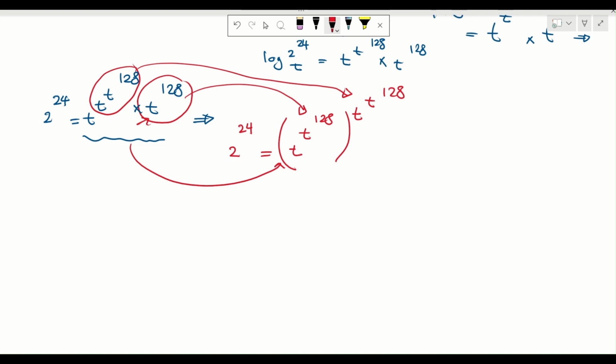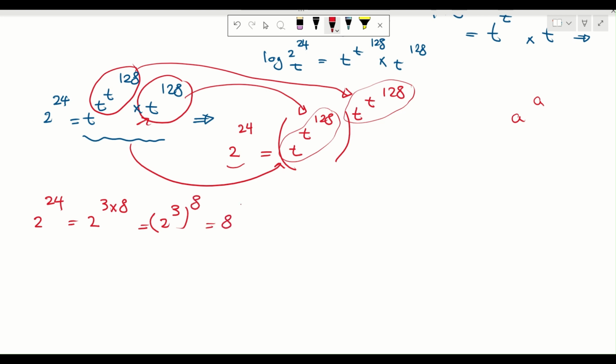Now what you see here is basically I have something like a to the power of a, assuming that this is a and this is a. What does it mean? It means that I need to reshape this 2 to the power of 24 to be something like a to the power of a. And to do this, I'm going to write 2 to the power of 24 as 2 to the power of 3 times 8, and then rewrite it as 2 to the power of 3 to the power of 8, and then it's going to be 8 to the power of 8.